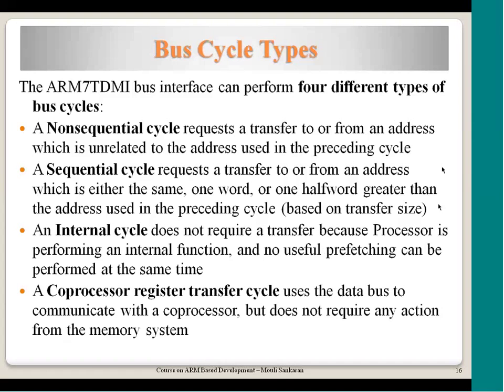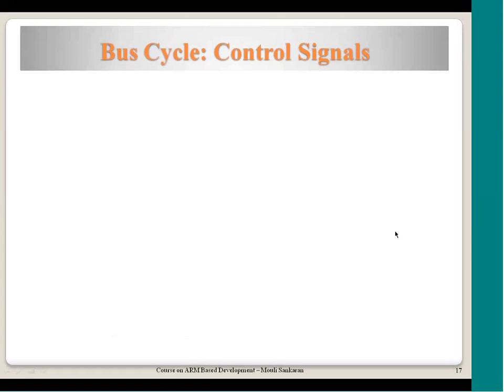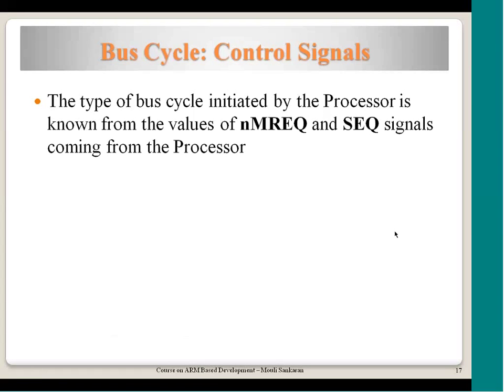If the processor is doing a transaction on the bus using this cycle, that means it is communicating with the memory. Either it could be non-sequential accesses or it's a sequential access. So based on that, memory can respond according to the address which is coming out of the processor. I hope these four different types of cycles are understood by all of you. Now, how is it communicated?